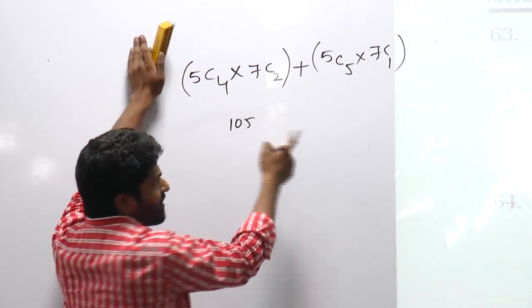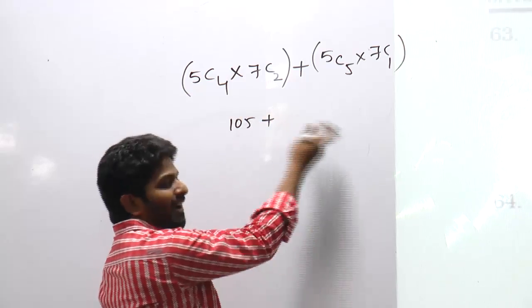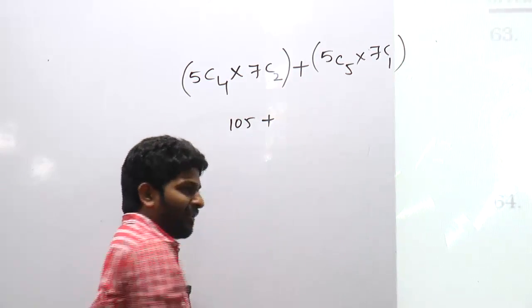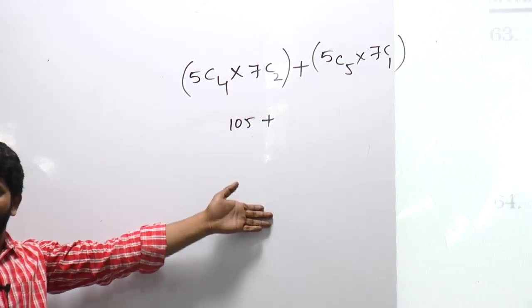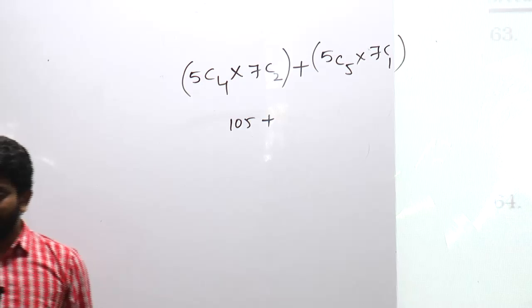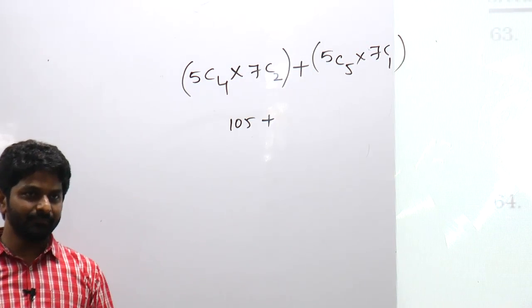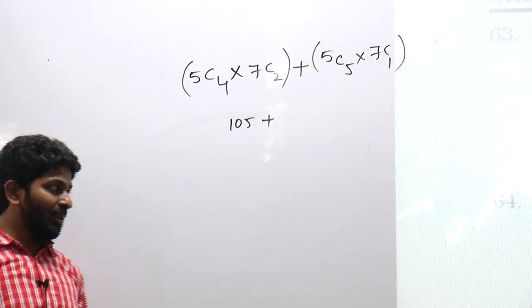This is 105. What is quantity 1? 104. This is more than right. You don't need to calculate the other value. Quantity 2 is already more than quantity 1 and you need to add positive numbers only. So obviously, that will be definitely more than 104. Don't calculate that. Quantity 2 is more than quantity 1.